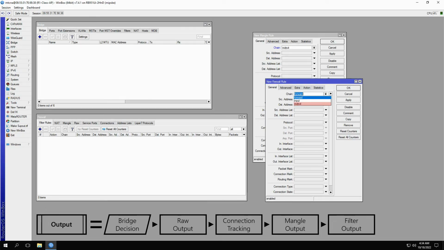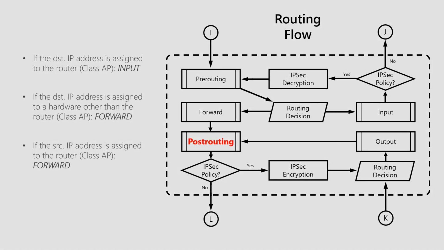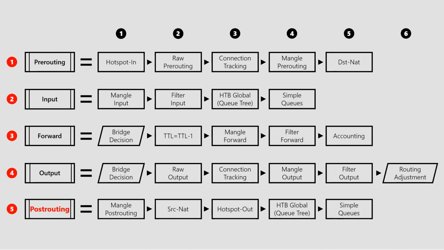Finally, as the last step of the output process, you have routing adjustment, which does not contain any specific actions and is in fact the stage where the results of the mangle output and filter output steps are applied. And as the fifth main process of the routing flow, you have post-routing, which comes after either the output process or the forward process.